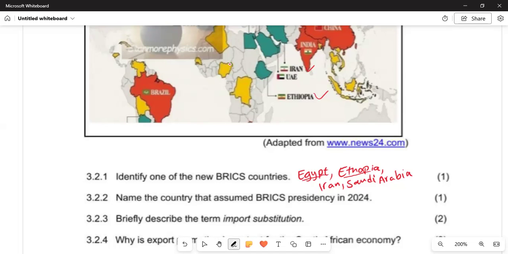Same as Iran, because as you know, Iran is rich in oil and gas resources. So this strengthens BRICS energy security. Now also Saudi Arabia is a major global oil producer, so it strengthens BRICS influence in energy markets. So now let us move on to 3.22.